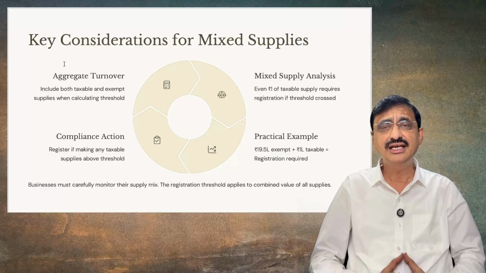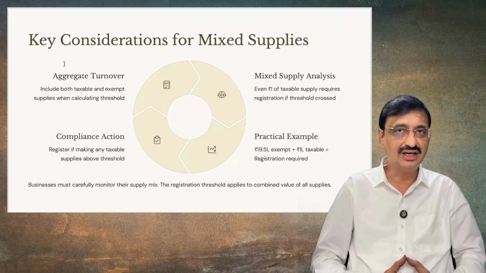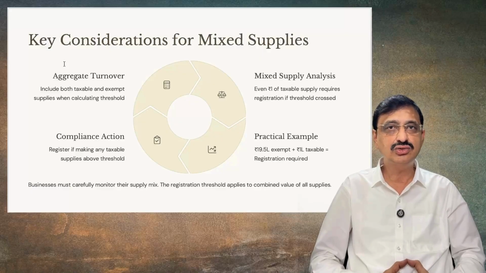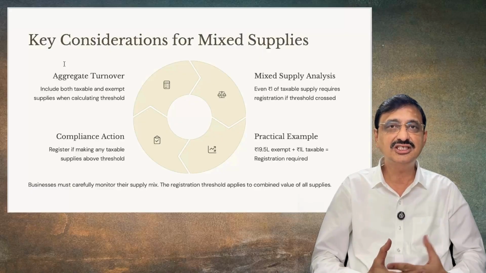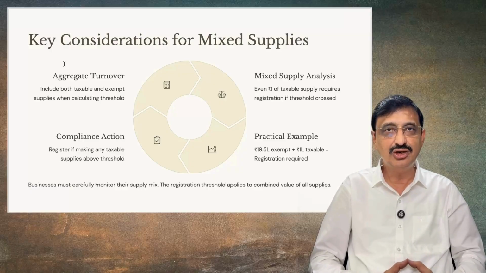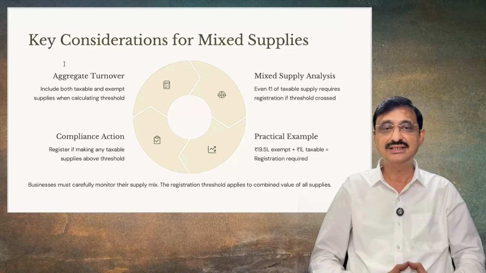If the exempt goods is 19.5 lakh and the taxable service is 1 lakh, then exempted plus taxable exceeds 20 lakhs of rupees and registration is mandatory, but tax is to be paid only on the taxable supply.